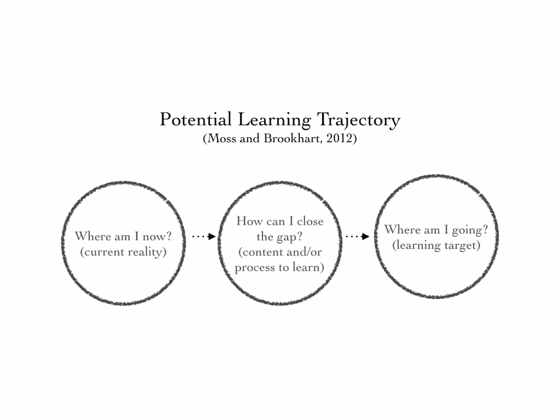The critical piece of this then is if we know where our kids are at, we know where we want them to be, how can I close the gap, the understanding gap between where we're at and where we want to be within the content and/or the process for learning.